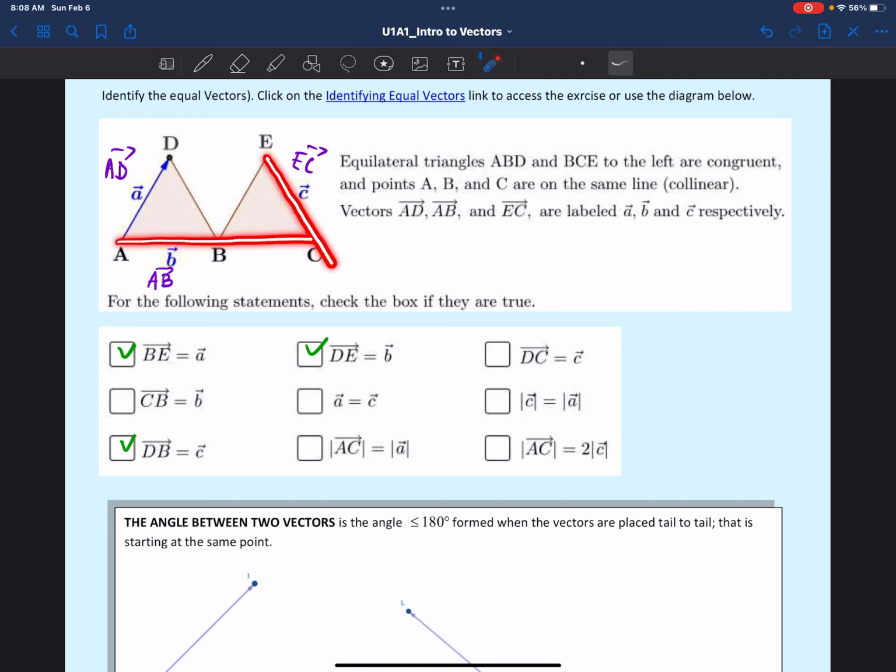Now the magnitude of AC, which is from here to here, and twice the magnitude of C, which means from here to here. So these two lengths are equal. So we're going to put a check mark here. Magnitude of C equals magnitude of A. Almost forgot this. We're talking about their magnitudes, so just their lengths. So the lengths are the same, so I'll check mark that.